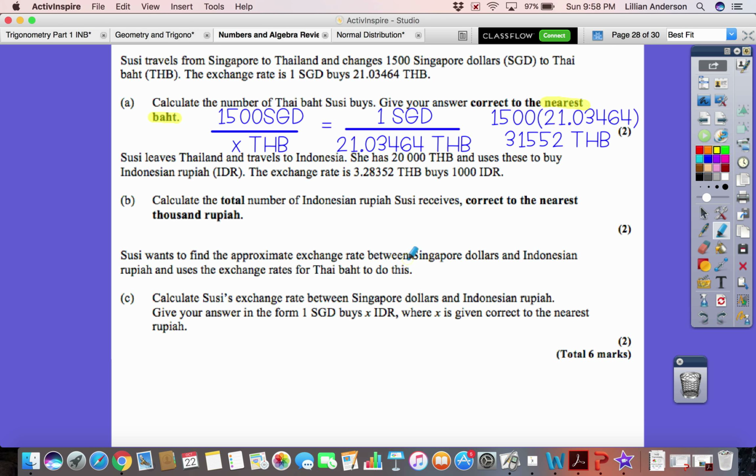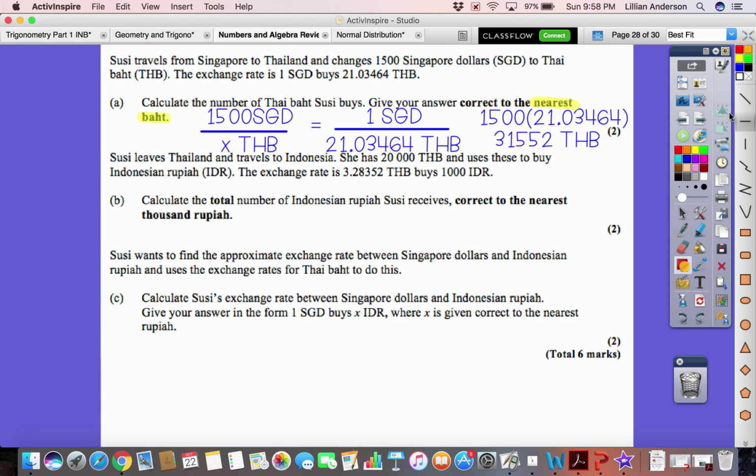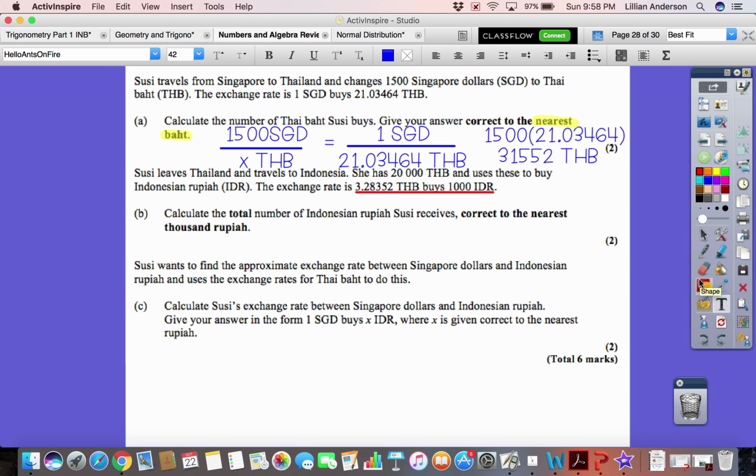Now it says Susie leaves Thailand and travels to Indonesia. She has 20,000 baht and uses these to buy Indonesian rupiah. And then you have the exchange rate there. Now be careful, it says the exchange rate is 3.28352 baht, and it buys 1,000 Indonesian rupiah. So you've got to be careful on that, because basically if you set it up, you've got to realize that that conversion's for 1,000 Indonesian rupiah.